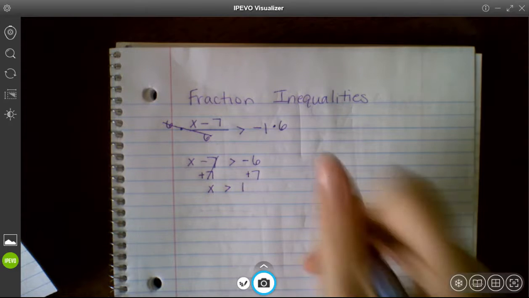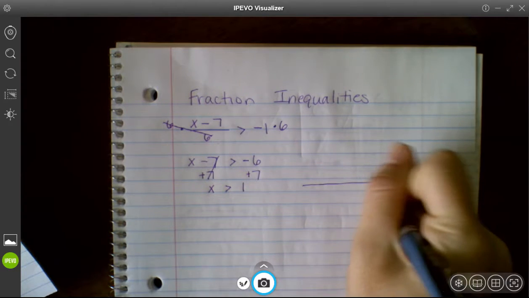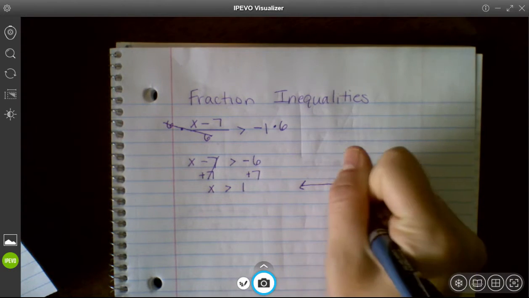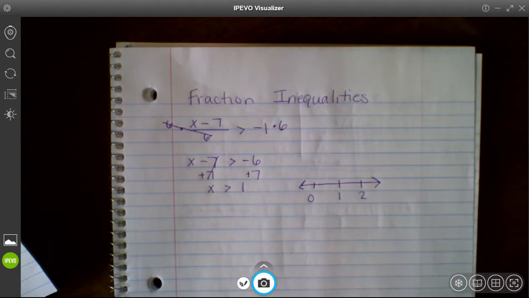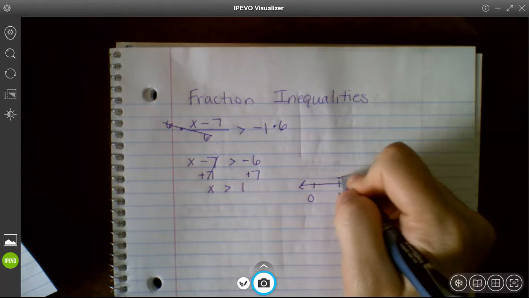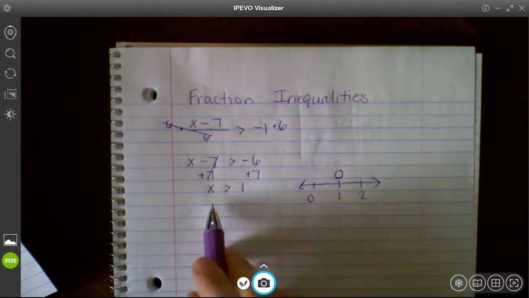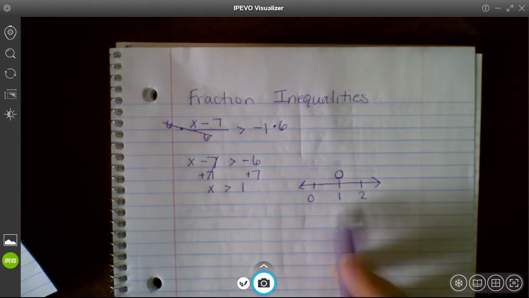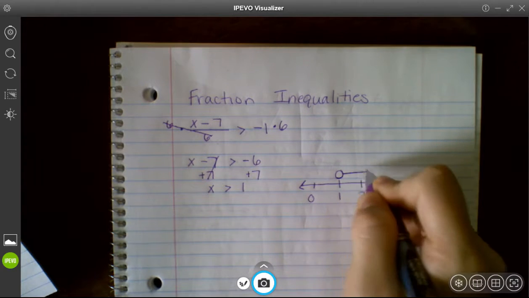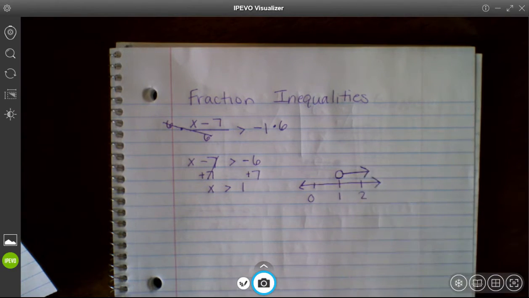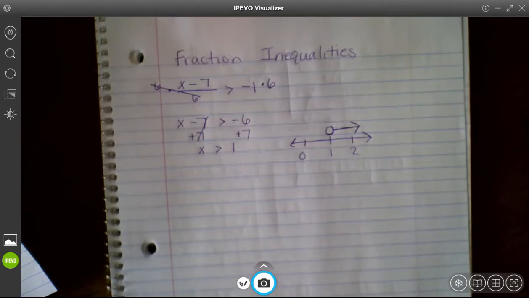And if you remember from the last video, we go and we graph it. Okay, so it's not equal to, so I'm going to have an open circle. And it says x is bigger. So what number is bigger, 2 or 0? Well, 2 is bigger. It's going to go this way. So let's look at another one.